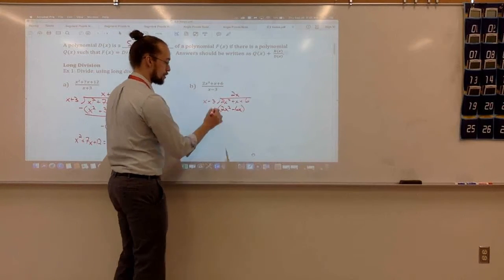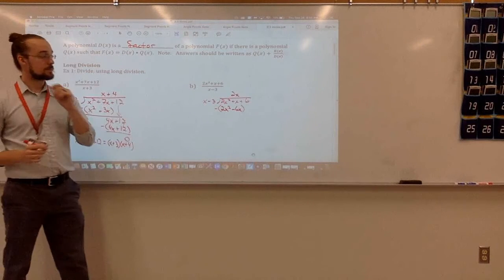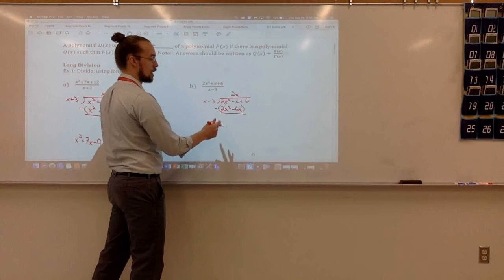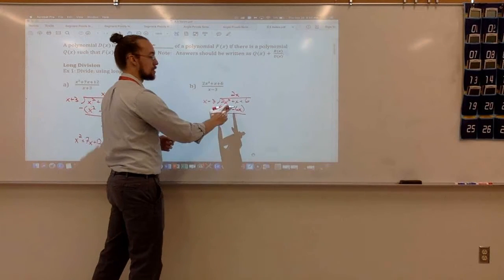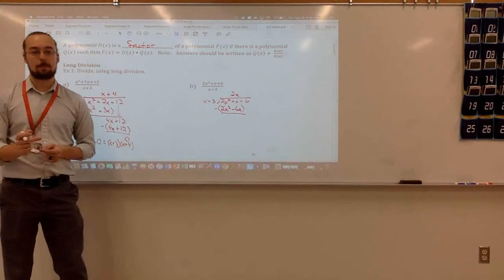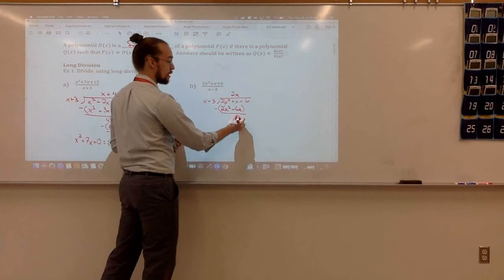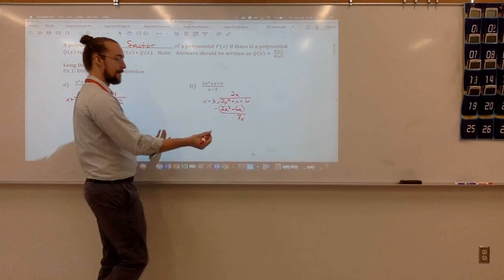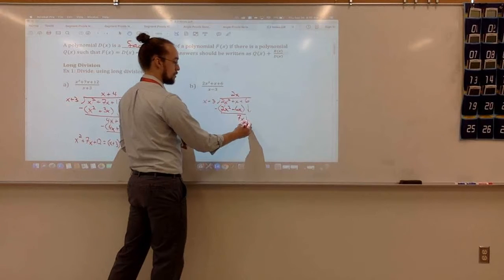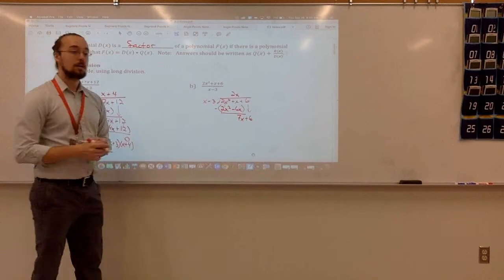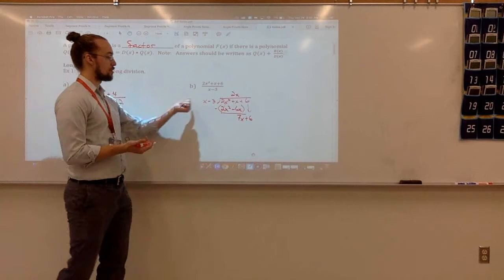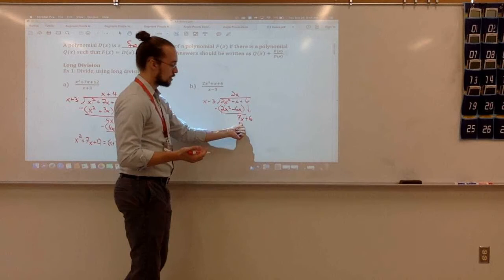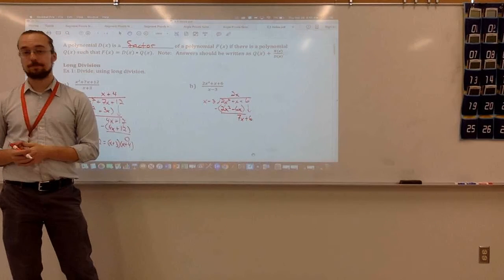And now I put parentheses around and subtract. So 2x squared minus 2x squared, those cancel. And now I've got x minus negative 6x. So that would be 7x, right? If I'm subtracting a negative, that's really adding. And then I bring down my next term. So plus 6. Repeat the process. So just looking at the first terms, what do I have to multiply x by to get 7x? 7.